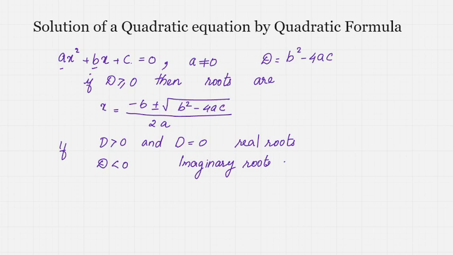If D is greater than 0 or equal to 0, that is, the square root part, if it is greater than 0 or equal to 0, we will get real roots. So if D is greater than 0, we will have two roots, and if D is equal to 0, we will have equal roots. But if b square minus 4ac is less than 0, then we will have imaginary roots. Now, let's see some examples to learn this quadratic formula.